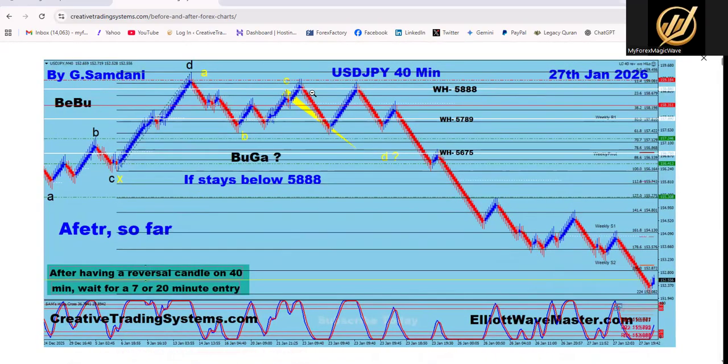You can see that instead of stopping here, it went and completed the harmonic pattern, and the Elliott wave is even extended. It's like wave 1, 2, and then a big wave 3 to the downside.